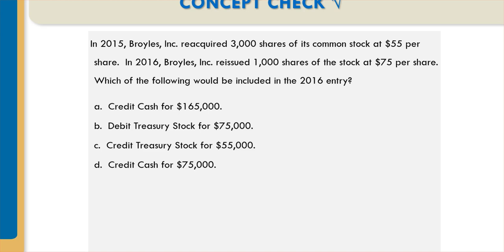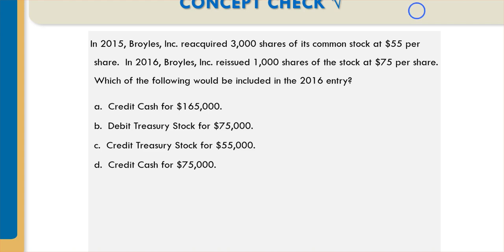So what would be included in this entry? Well, when they reissue, and again, it's not really reissuing, it's just taking out of the treasury, they are going to obviously get $75,000 in cash coming in, right? And this bottom one says they're going to credit cash for $75,000. They are not going to credit cash because they're going to get the cash in. It's going to be a cash debit.